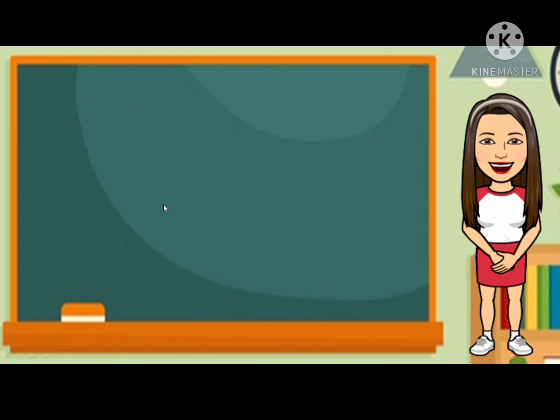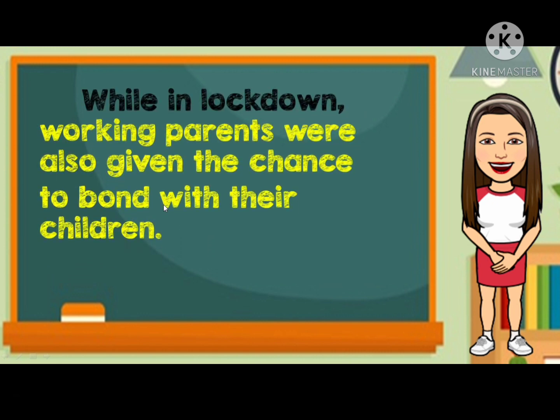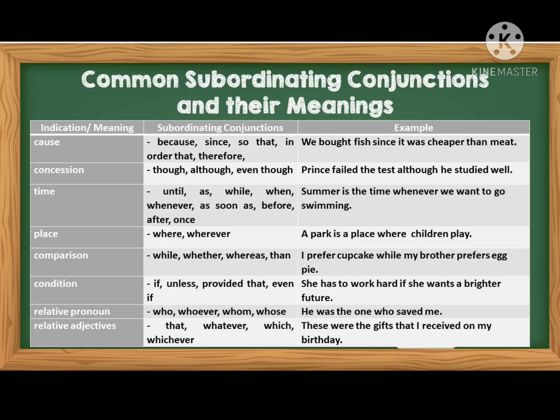When a subordinate or dependent clause begins a sentence, it is followed by a comma, such as, while in lockdown, working parents were also given the chance to bond with their children. The independent clause is, working parents were also given the chance to bond with their children, while the subordinate or dependent clause is, while in lockdown. The subordinate conjunction while is at the beginning of the sentence.